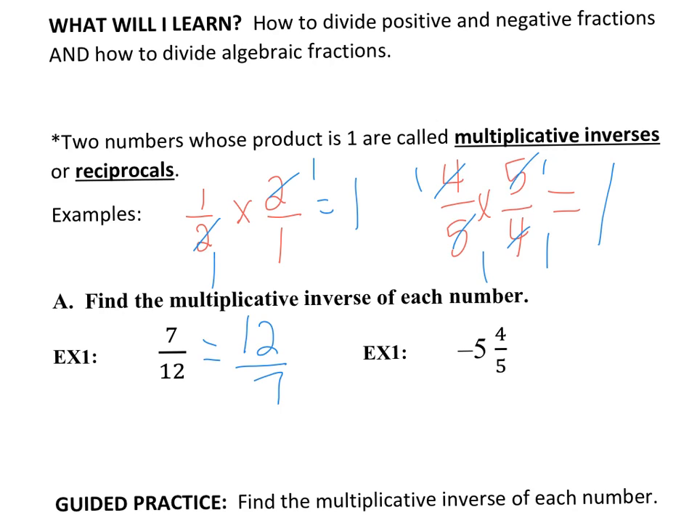Now for example 2, we have -5 4/5. First, we always want to convert our mixed number to an improper fraction. So we have -29/5, and then the inverse of that would simply be -5/29. And that would be considered the reciprocal or the multiplicative inverse.